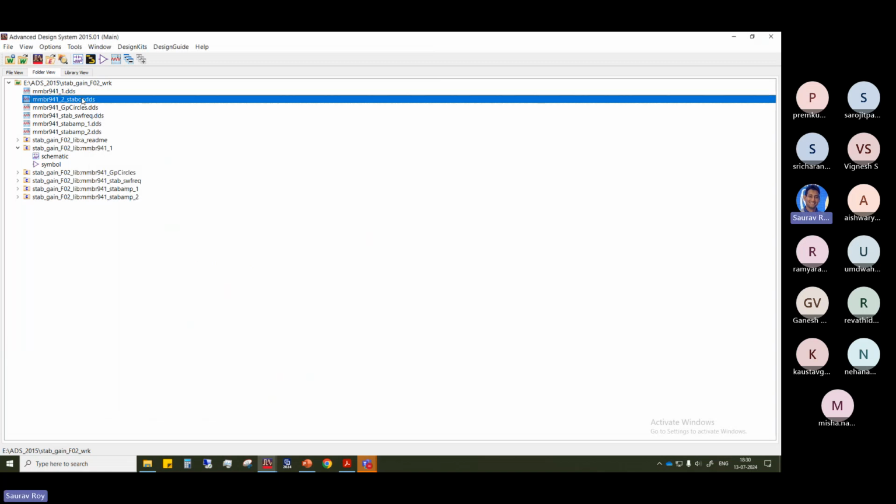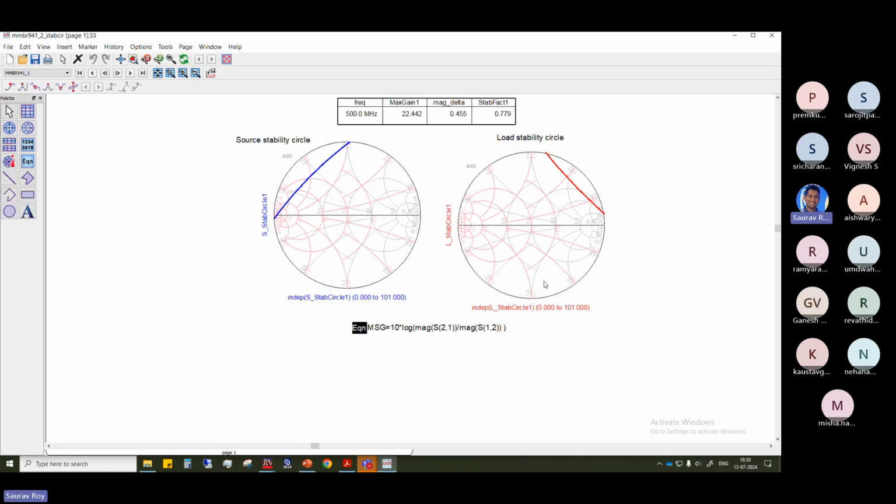Okay, this is one. This is the stability plots we have seen in the class. The right side is the load stability and the left side is the source stability circle. Now, as you see, the stability circles are inside the Smith chart. So what does that mean? Can one of you tell me? What does it mean?